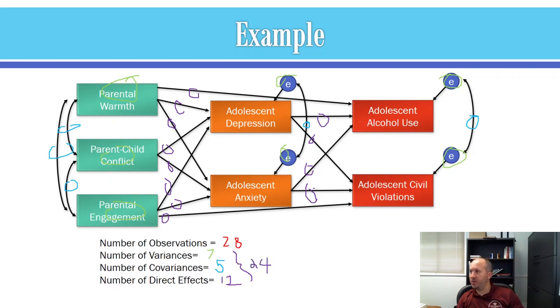24. So it's really hard writing with your right hand with a mouse when you're left-handed. So 28 minus 24 gives us 4. So we are still over-identified with 4 degrees of freedom in this model, which is much more complex than the last one.